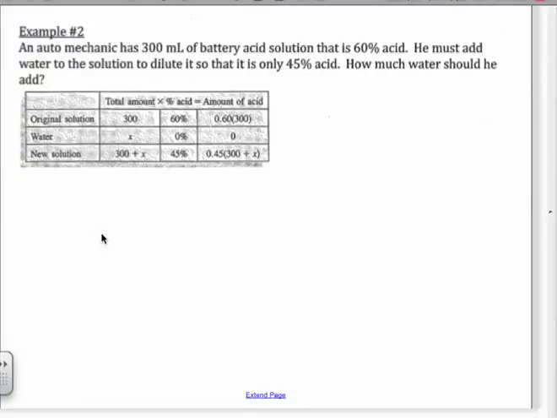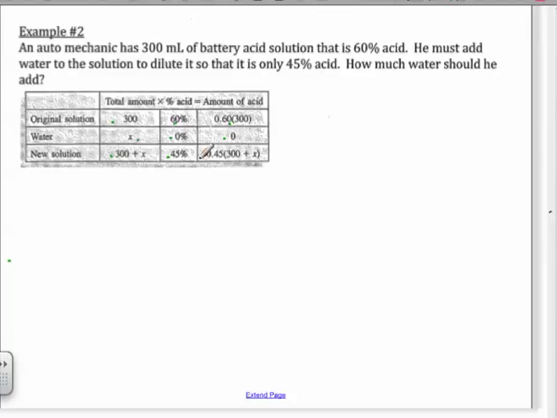Alright, so here's the chart. The original solution is 300 milliliters of the solution. I know it's 60% acid. I know the amount of acid is 60% times 300. That tells me how much acid I have. Now, for water, I don't know how much I need. That's how much I want to know. It's 0% acid, so I'm going to get no acid out of that solution. The new mixture is going to be 300 plus the water, so 300 plus X. The percent of acid I need is 45%, right? And the amount of acid in the new solution is 0.45 times 300 plus X.